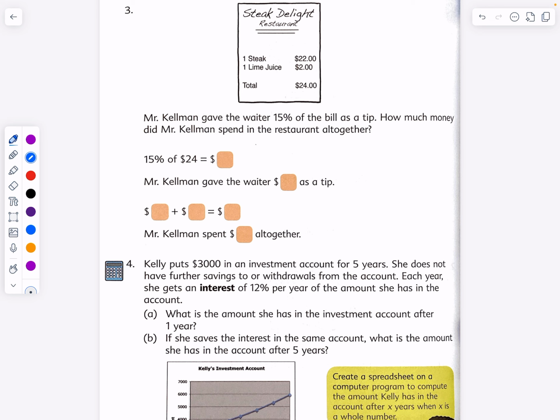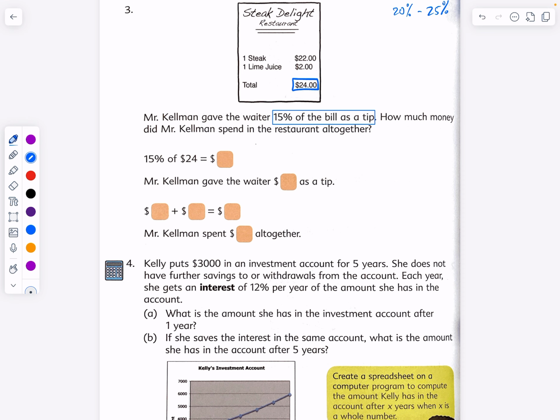Another example are tips. In this part of the country, we typically leave a tip of 20 to 25%. So I would say 15% is not a realistic scenario, but let's go with the word problem. So this particular Mr. Kelman went to Steak Delight restaurant and got two things. He got a steak for $22 and a lime juice for $2. His total came to $24.